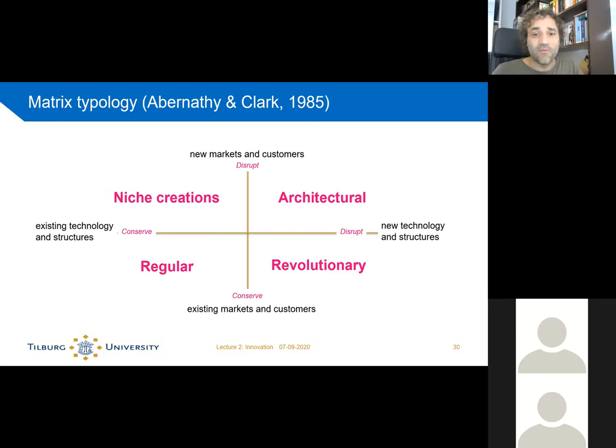So a bike, let's take the e-bike as an example. Where would you fit an e-bike in this typology? Niche, regular, revolutionary, or architectural? Niche?